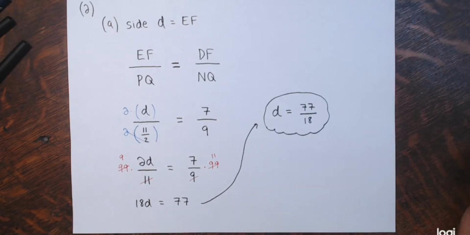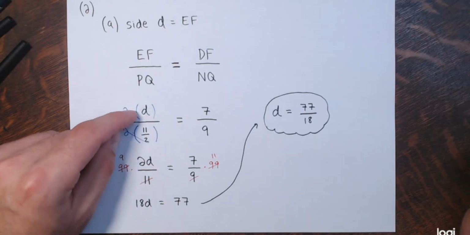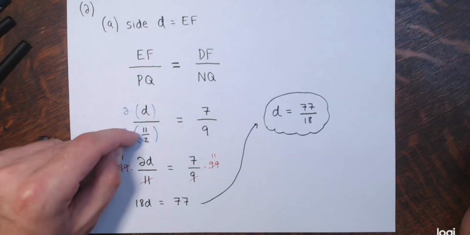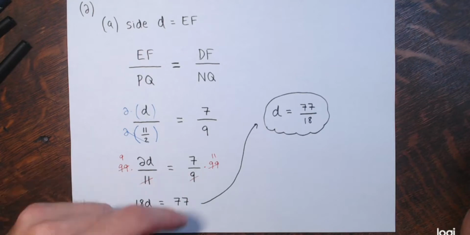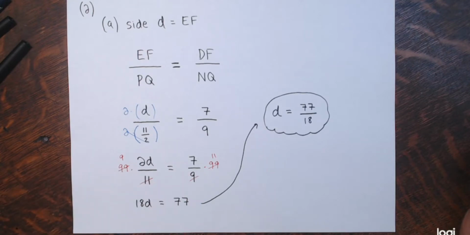And you could check that, just go back to the equation here. Is 77/18 divided by 11 halves, or 2 times 77/18 over 11, does that equal 7/9? And yes, it would be. I'll leave it to you to check. I'll put a little check mark, remind you, check your solution.